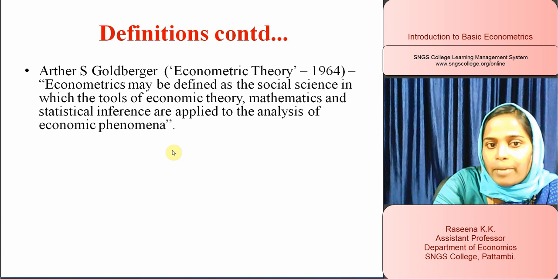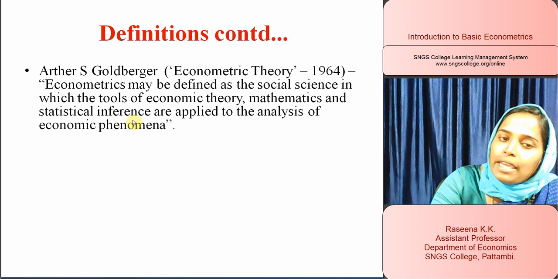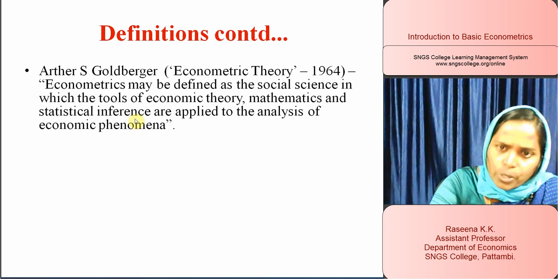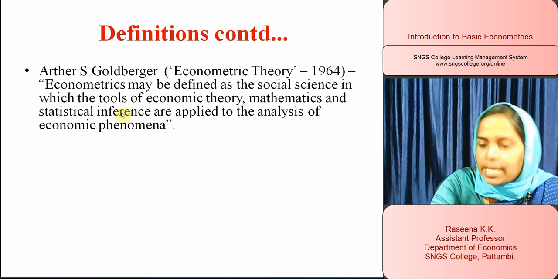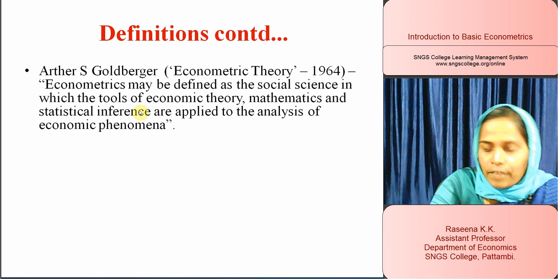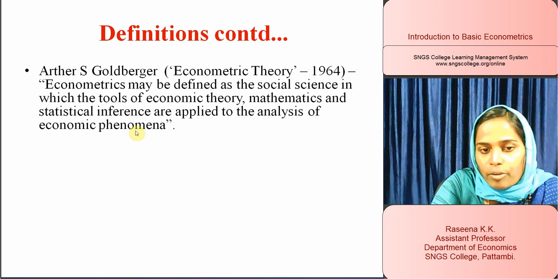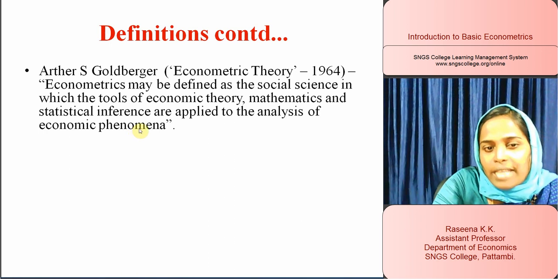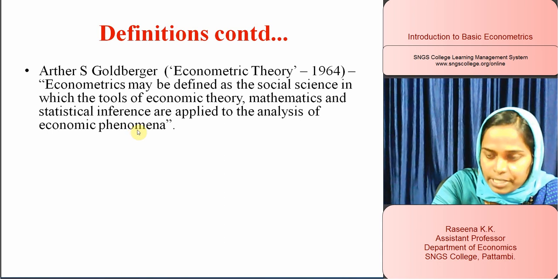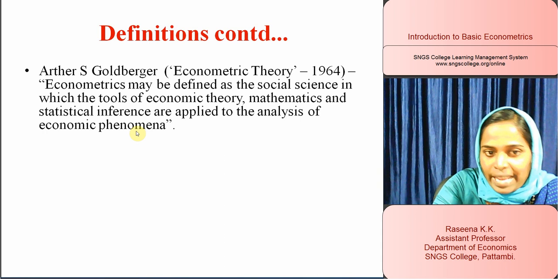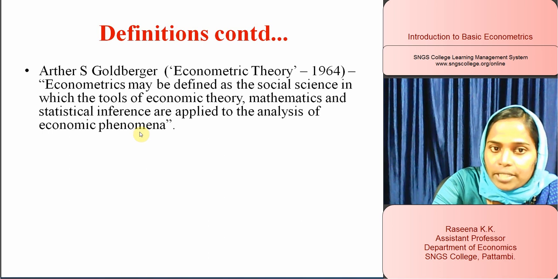Another definition is given by Arthur S. Goldberger in his book Econometric Theory in 1964. He defines econometrics as a social science in which we are applying the tools of economic theory, mathematics and statistical inferences for the analysis of economic phenomena. Therefore, we have some economic phenomena, and for analyzing these economic phenomena, we are using the three basic disciplines, that is economics, mathematics and statistics. By using these three disciplines, we are explaining an economic phenomenon, and this comes under the term econometrics.